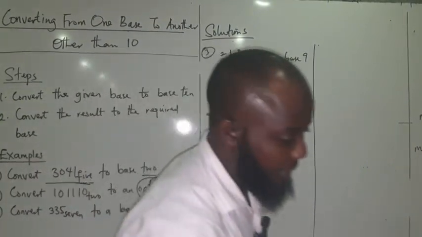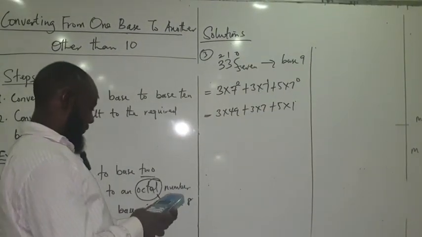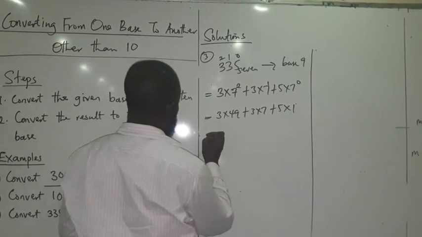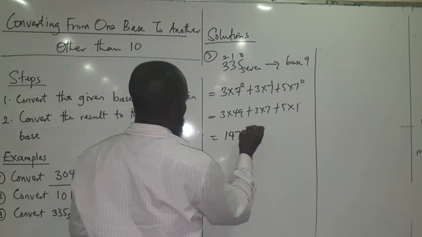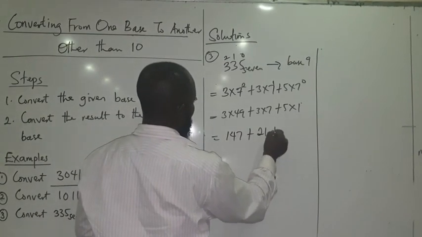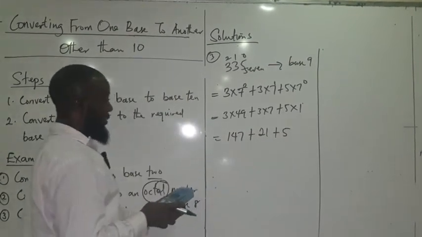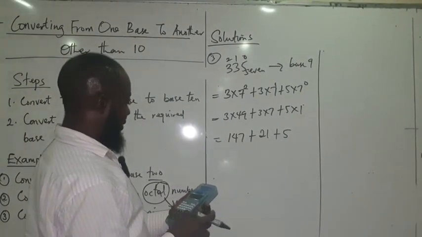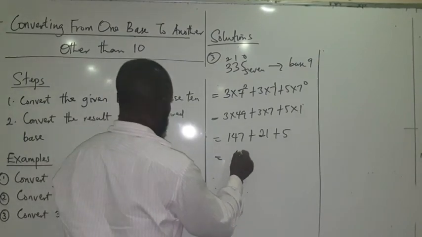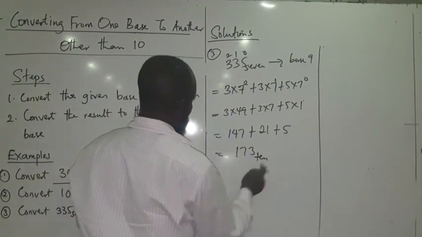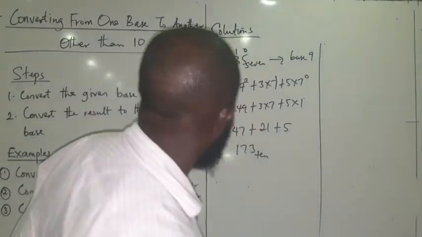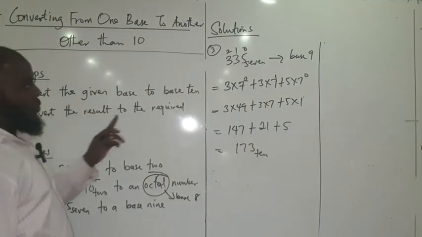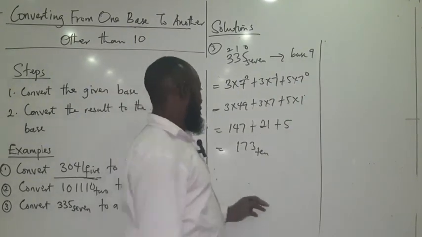So we then multiply this out. 3 times 49 is 147, right? Plus 21 plus 5. So let's add everything together. Plus 26. So this gives us 173 base 10. That is not the final answer. Don't forget, the second step is to convert it to the required base. The required base here is base 9. So let's work it here.